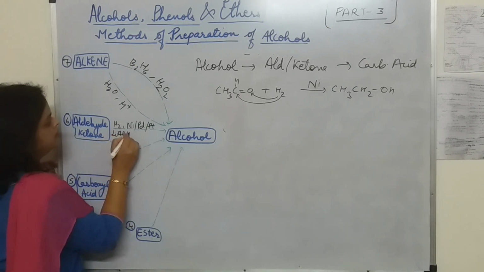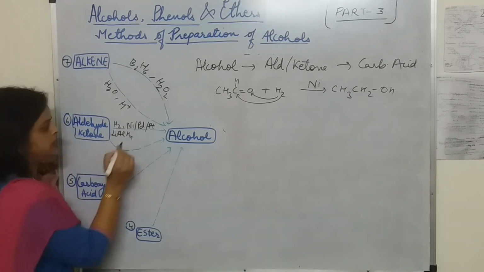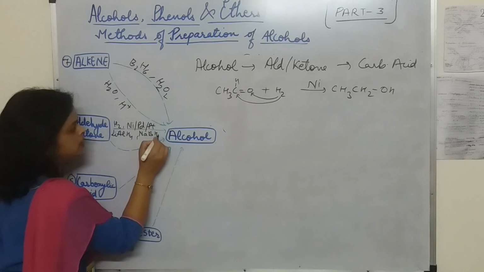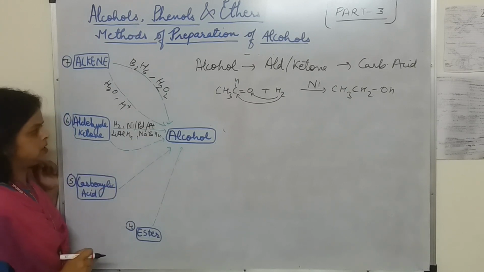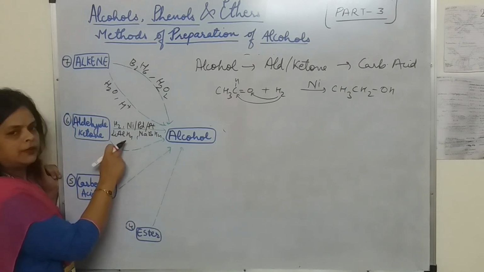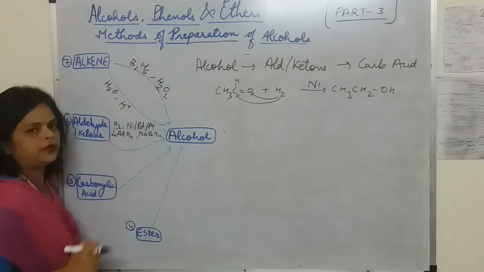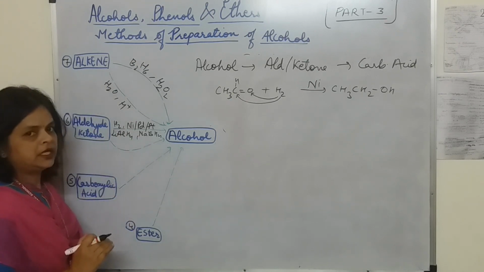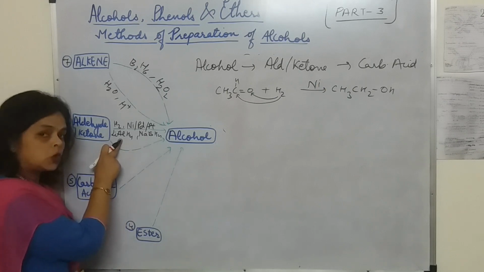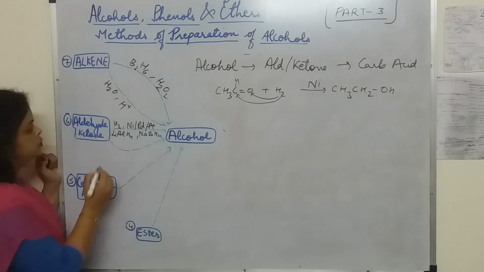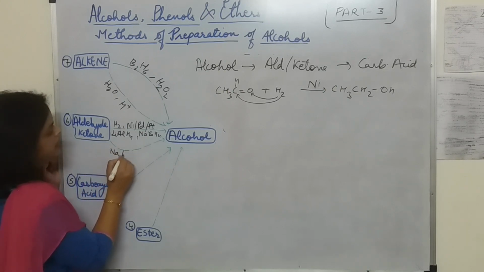So in the presence of finely divided metal, reduction can be done, or it can be done with lithium aluminium hydride. This is a reducing agent, or you can also use sodium borohydride. That is also a reducing agent. See students, this lithium aluminium hydride is quite expensive, and this sodium borohydride is a weak reducing agent. This is a strong reducing agent, but this is quite expensive. You can also use sodium and ethanol.